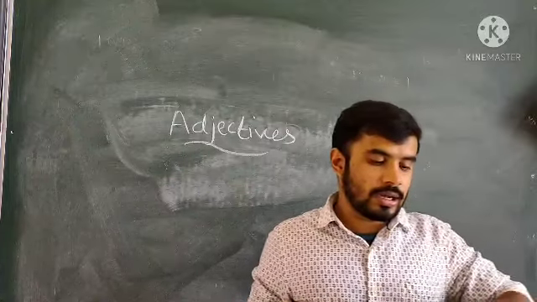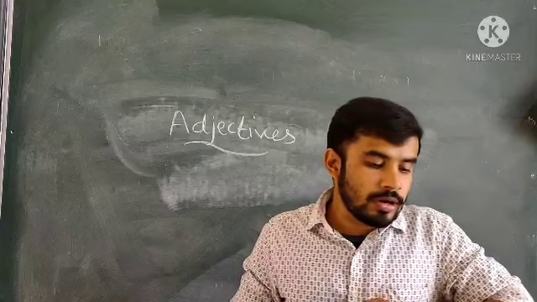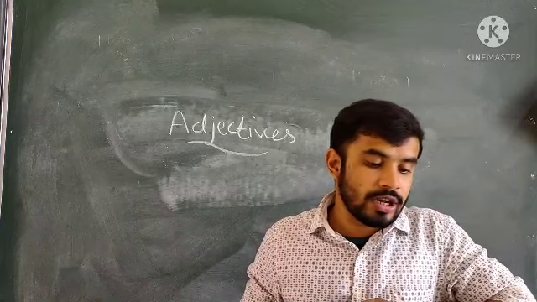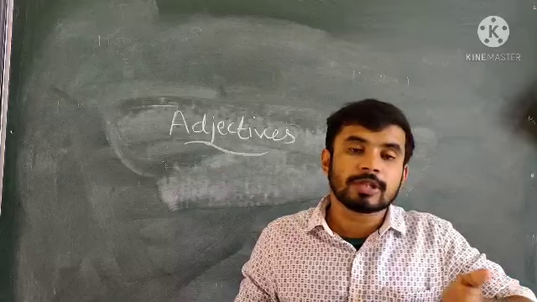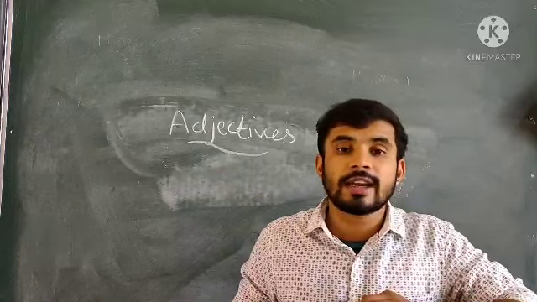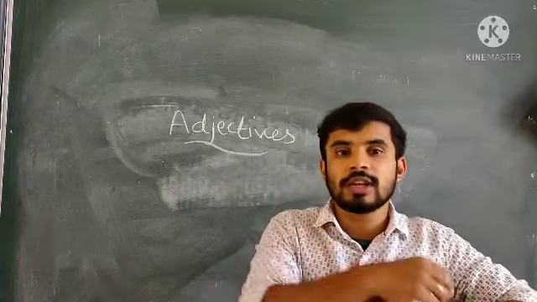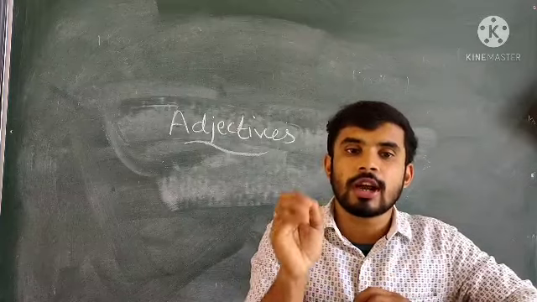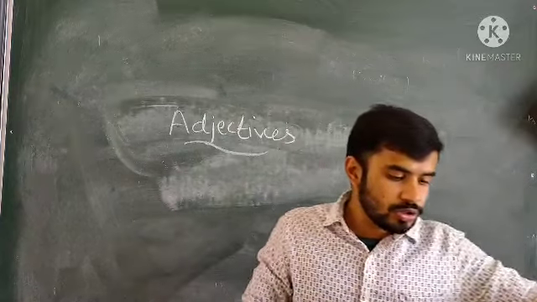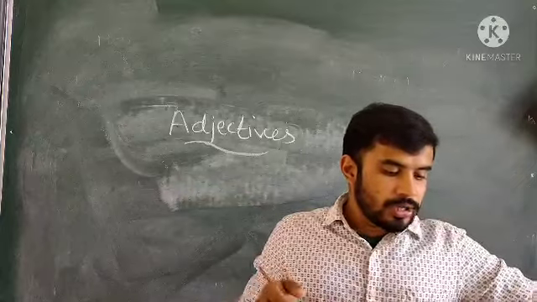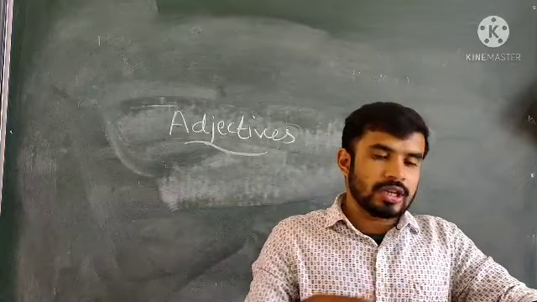Exercise C. Fill in the blanks with the suitable participles of the verbs given in brackets. Already you have seen, the present participle is the action that is going on. What is the next one? Past participle, the action is already completed. I think 1 to 5 I have completed, and the rest remaining now are 6 to 10. Take 6 to 10.